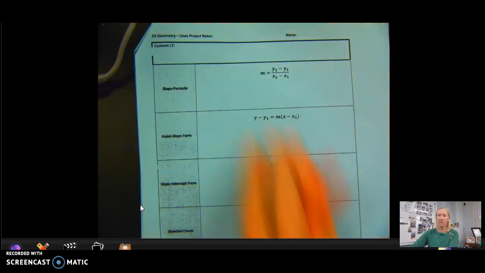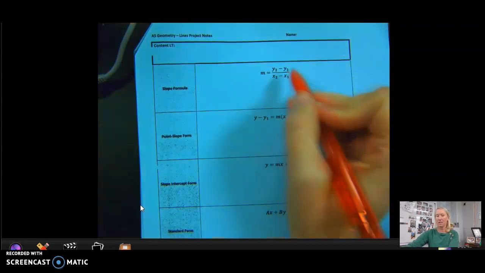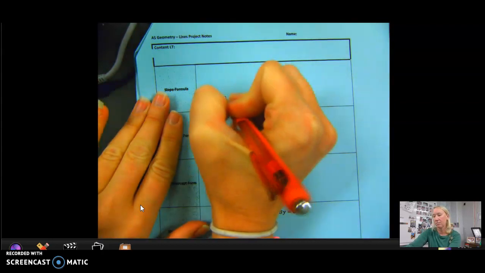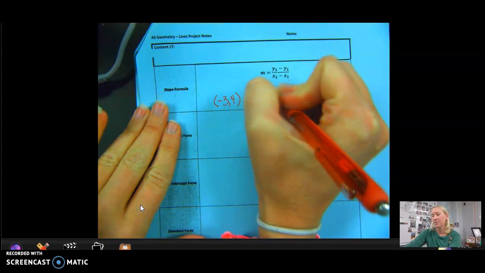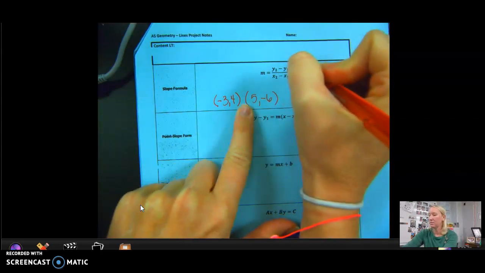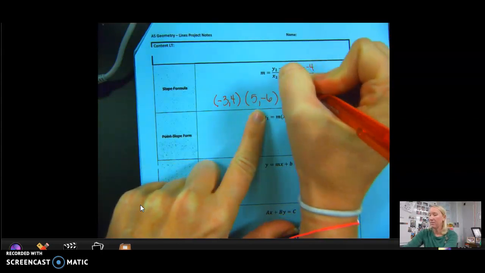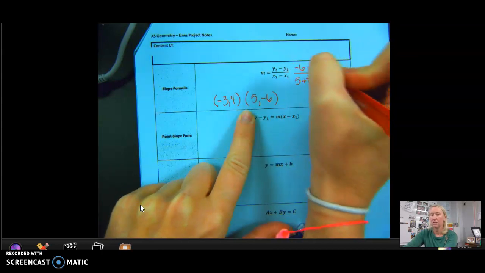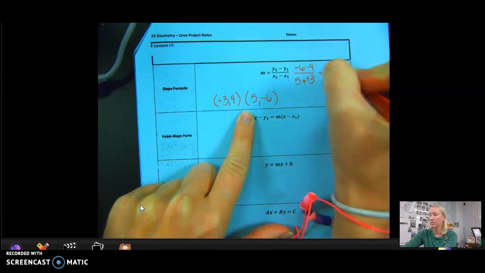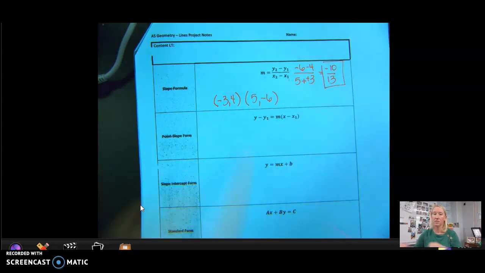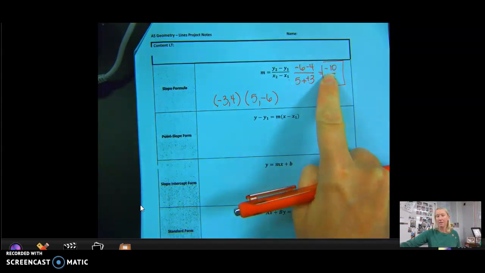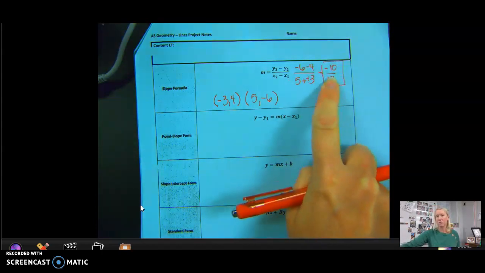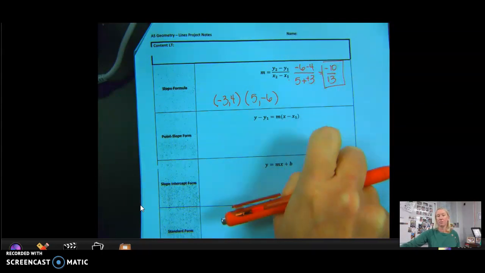On the front is the slope formula. You subtract your y's, you subtract your x's, so it's change in y over change in x. Let's say I have negative 3, 4, and my other point is 5, negative 6. Change in y's: negative 6 minus 4, over 5 minus a negative 3. Two negatives make a positive. That gives me negative 10 over 13. I would see if it reduces. If it reduces, you have to reduce it. If it doesn't, you leave it like that. Always put the negative with your top number. You guys need to hear that for that Schoology project.